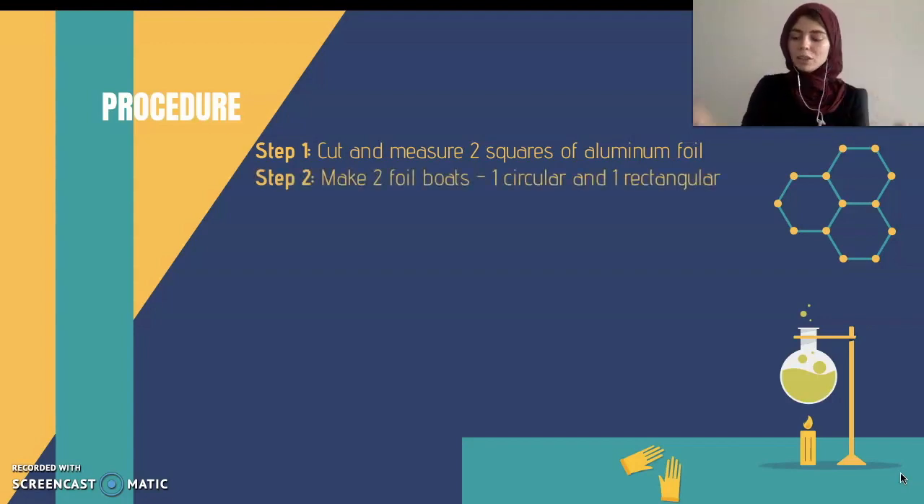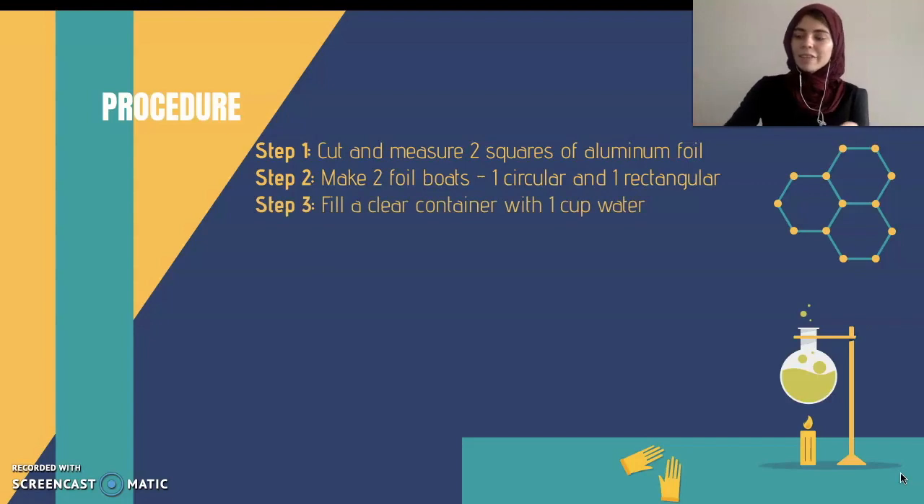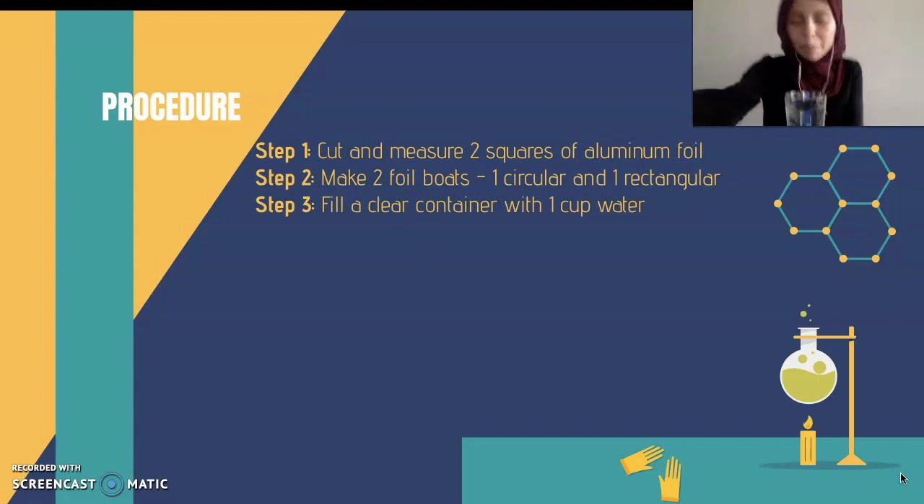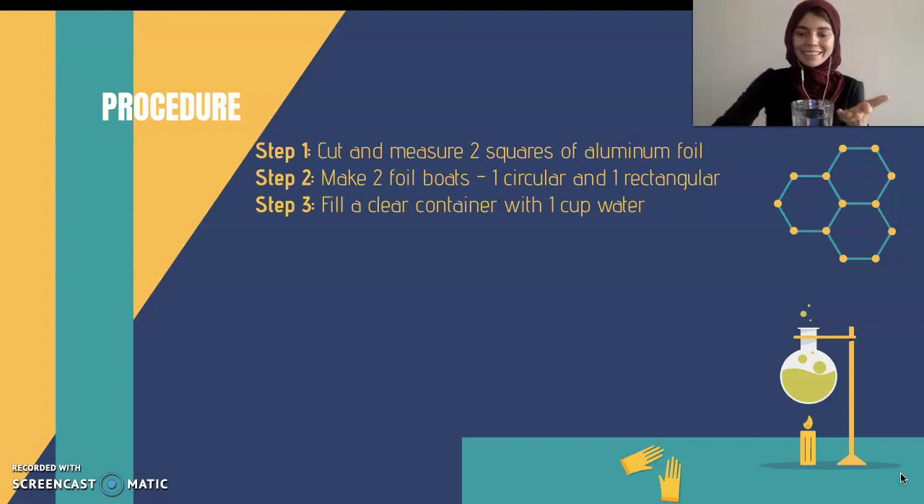Step 2, make 2 foil boats, 1 circular and 1 rectangular. So 1 circle boat, 1 rectangle boat. I am good to go. We'll figure out which shape is better for holding people. Next, fill a clear container with 1 cup of water, or mine is probably closer to 2 cups, or maybe a cup and a half. That's okay. So here I've got my ocean, because obviously boats are not on land. We need an ocean to test it out.